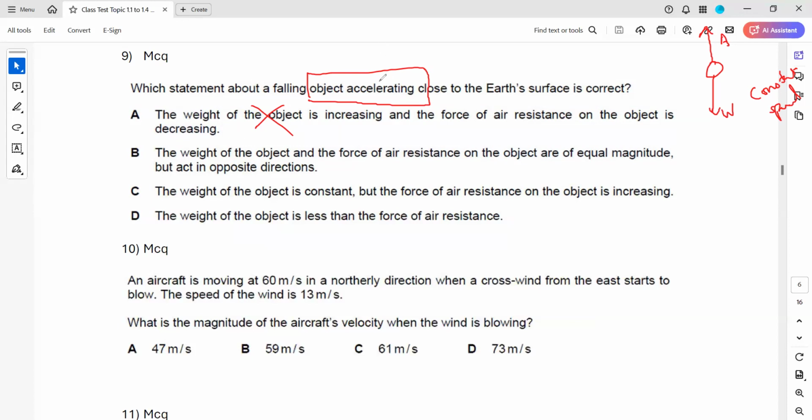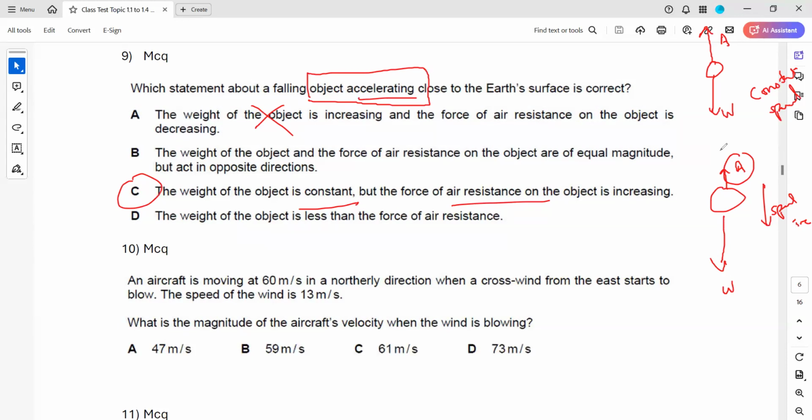But in the question, they mention the object is accelerating, like the speed of the object is increasing. So if the speed of the object is increasing, it means weight is more than the air resistance. And weight does not change. So the weight of the object is constant, but the force of air resistance is increasing. Why does the force of air resistance increase? Because as the speed of the object increases, as the object is accelerating, air resistance increases.